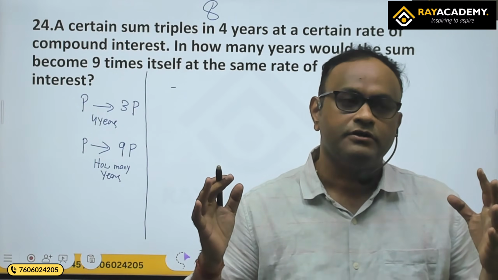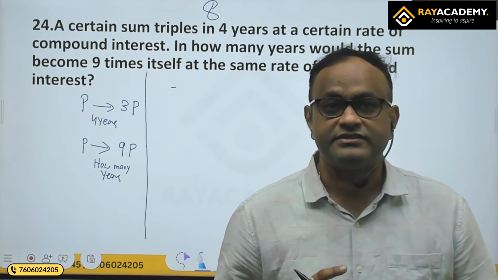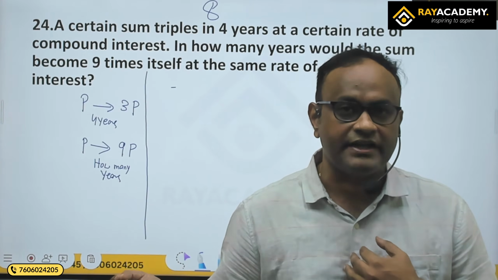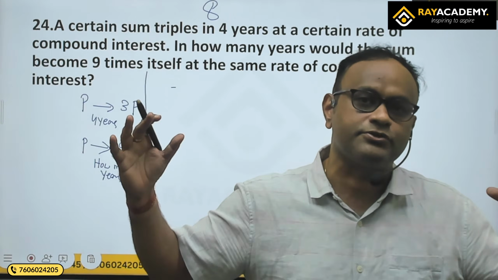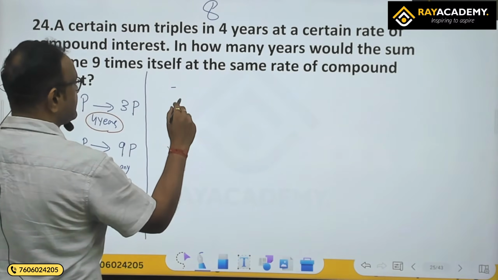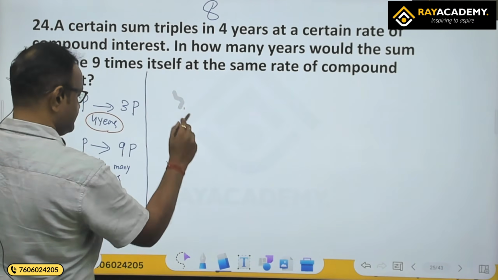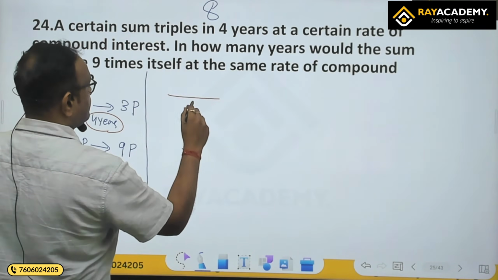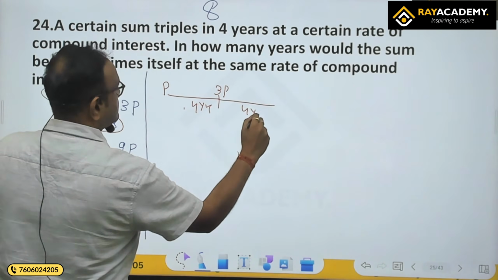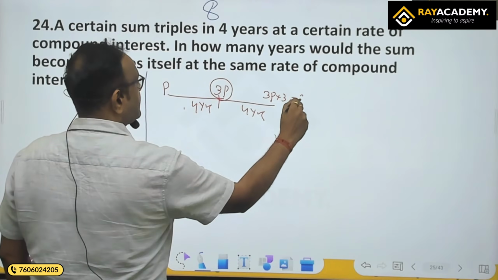Compound interest will grow. For example, suppose for a certain rate of interest a sum becomes double in 1 year, next year it will become 4 times, then it will become 8 times, so it is just growing. A similar kind of approach you have to take. So what happens here in 4 years? In the first 4 years it becomes triple, 3 times; in the next 4 years it will again become 3 times, so 3P multiplied by 3 gives 9 times.